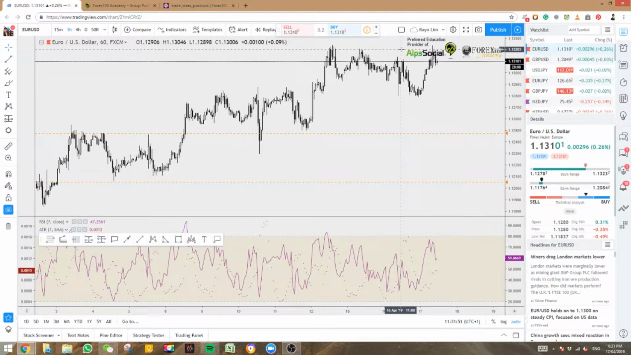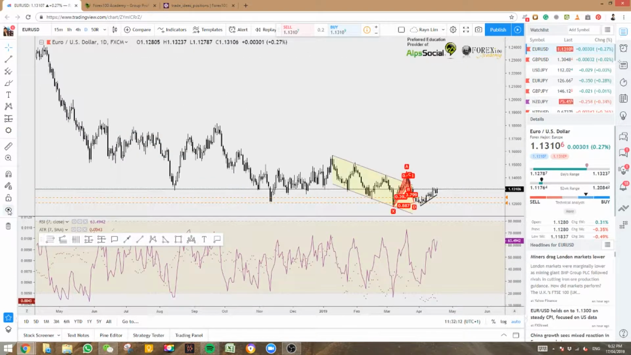Traders who wish to have a confirmation may want to wait for the market to go below 1.1279 and close below that. Then a retracement back into the resistance level, maybe at 1.13, before looking for a shorting opportunity. That's what I'll be looking for as structural trading. Back to the daily chart, where I'll share with you my analysis, a downtrend channel over here.